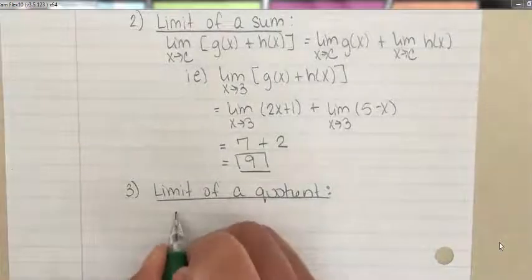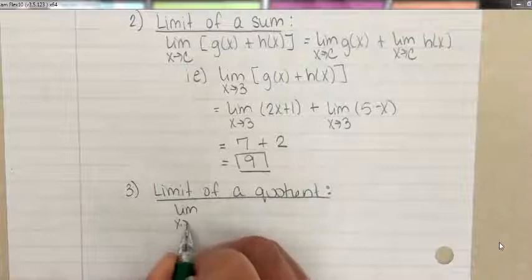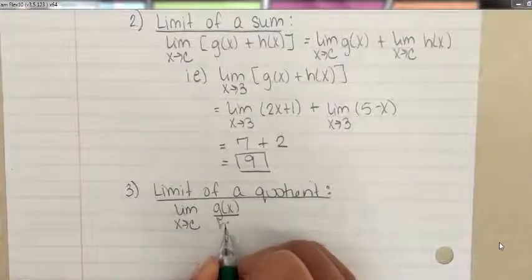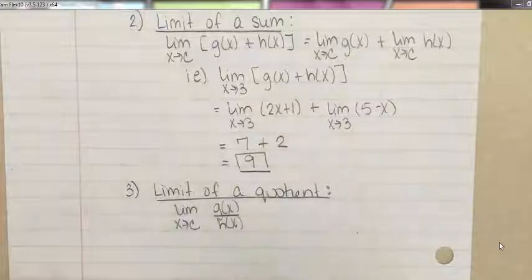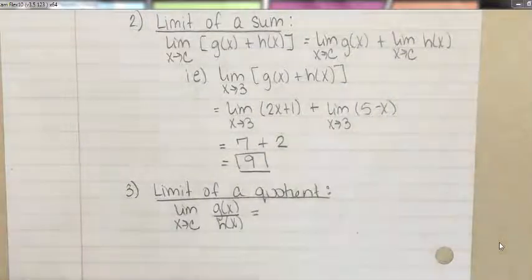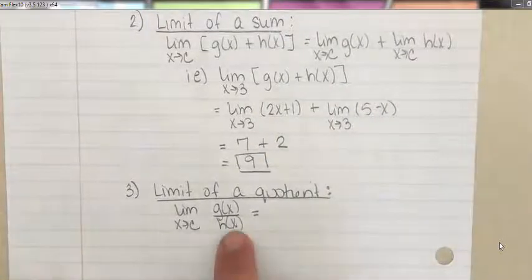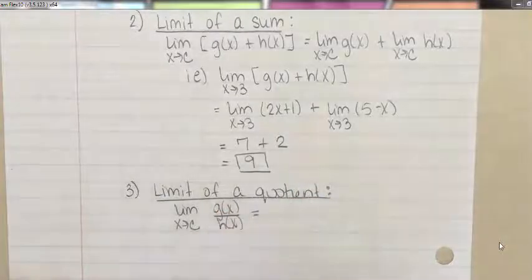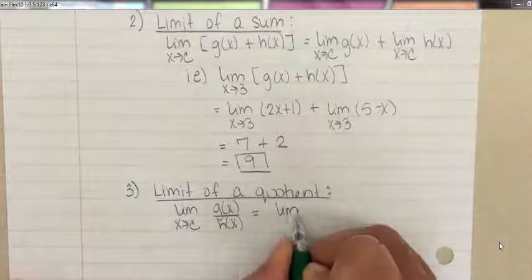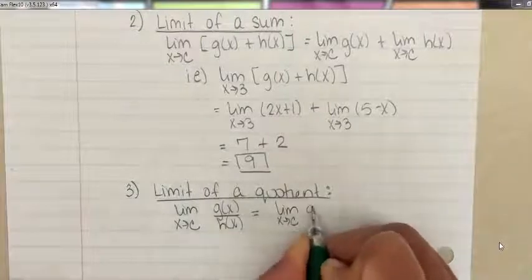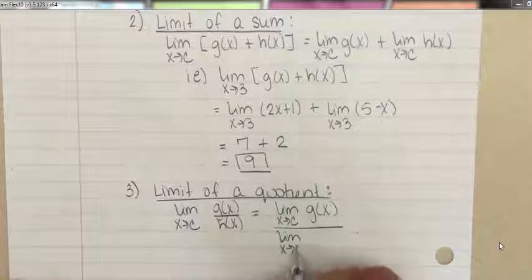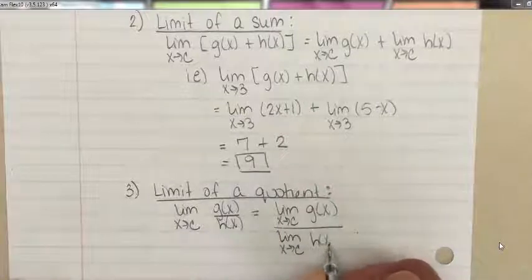All right, so we've got the limit as x goes to c of a quotient like g of x divided by h of x. So you can break this up too. The limit of a quotient could really be the quotient of the two limits, of the numerator and the denominator. So the limit as x goes to c of g of x divided by the limit as x goes to c of h of x.